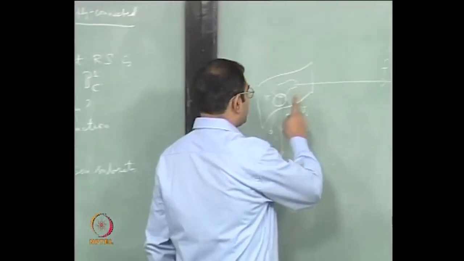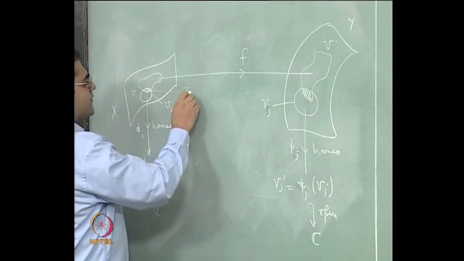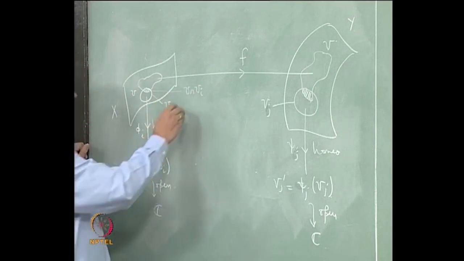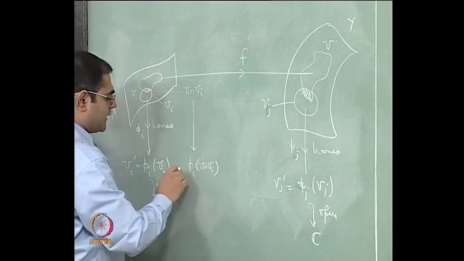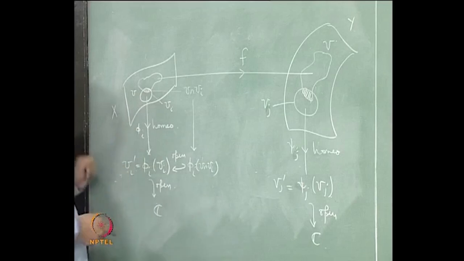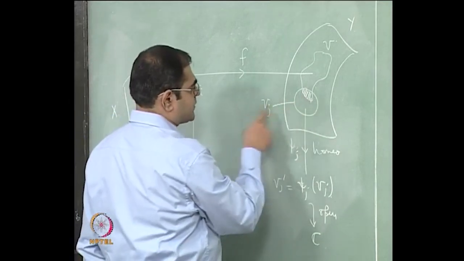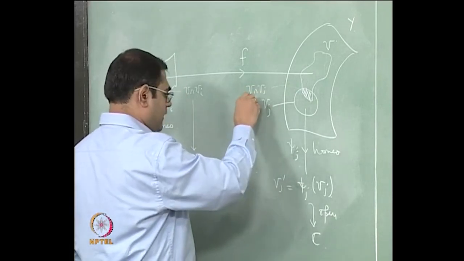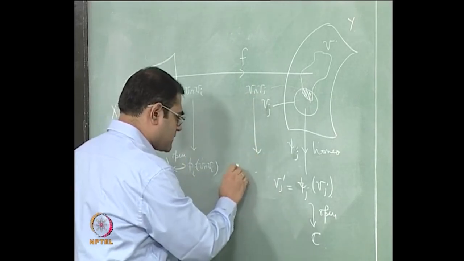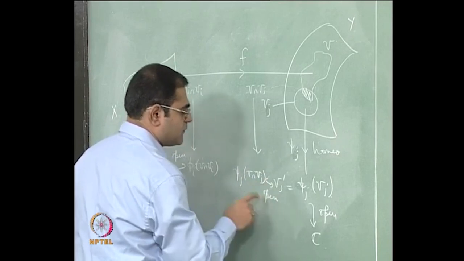Now I can do the following. This shaded region is just U intersection U_i, and that goes to an open subset phi_i of U intersection U_i, which is again an open subset, because under a homeomorphism the image of an open subset is again an open subset, and restricted to that open subset it is still a homeomorphism. Similarly, V intersection V_j goes under the homeomorphism psi_j to the open set psi_j of V intersection V_j, which is an open subset of V_j prime.